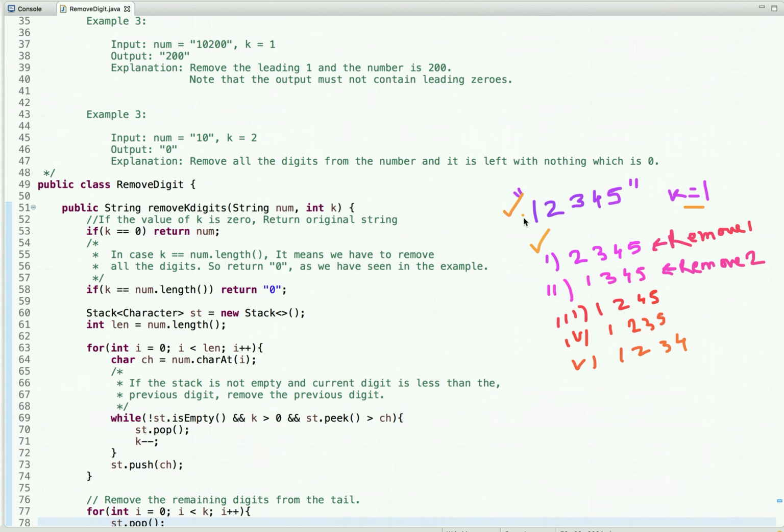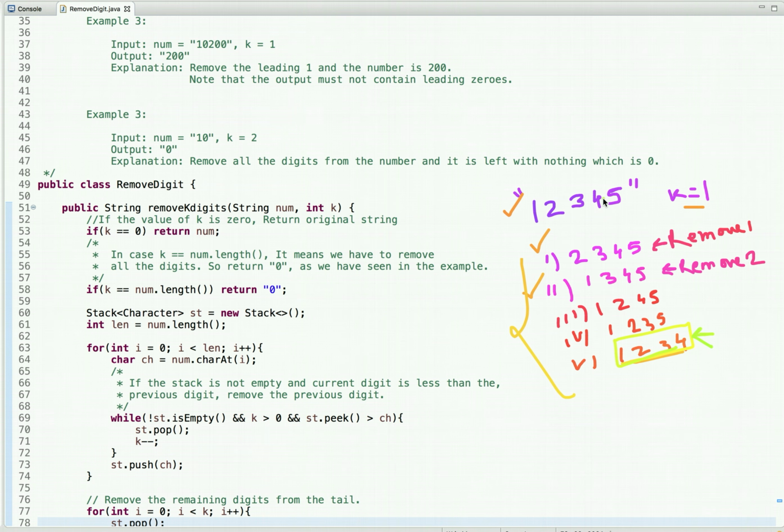Now let's keep 1 as it is and remove 2, so we get 1345. Now let's keep 1 and 2 as they are and remove 3, so we get 1245. Now let's keep 1, 2, 3 and 5 as they are and remove 4, so we get 1235. And now let's keep 1, 2, 3, 4 as they are and remove 5, so we get 1234. Out of all these numbers, which one is the smallest one? The smallest one is 1234. So we get this output, which is 1234.